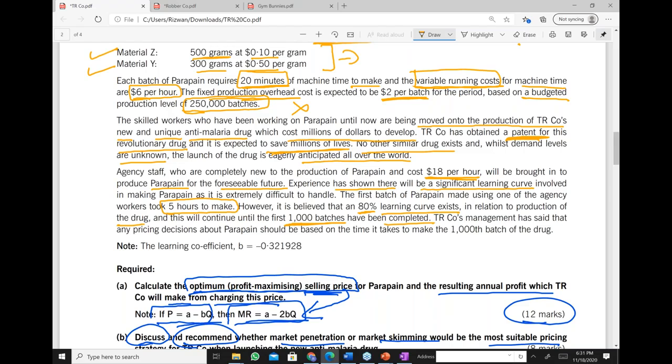Management has said that any pricing decision about paraffin, this is important, should be based on the time it takes to make the 1,000th unit of the drug. This means that your decision about pricing will be based on the 1,000th unit, so you have to work out the cost of labor for the 1,000th unit.